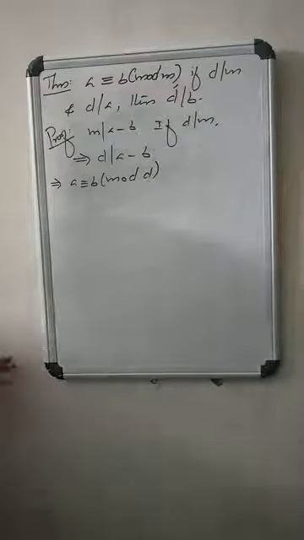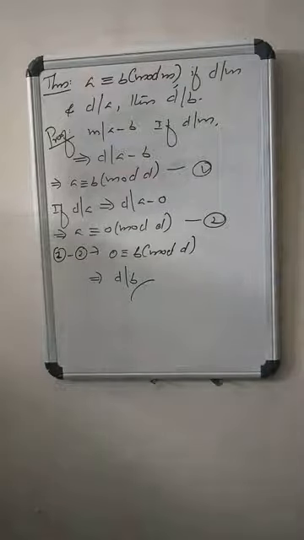If D divides A, that is given, then D divides A minus 0, that means A is congruent to 0 mod D. So consider A congruent to B mod D, and A congruent to 0 mod D. Subtracting the second from the first gives 0 congruent to B mod D, which means D must divide B. So if A is congruent to B mod M, and D divides M and D divides A, then D divides B itself. Agree?